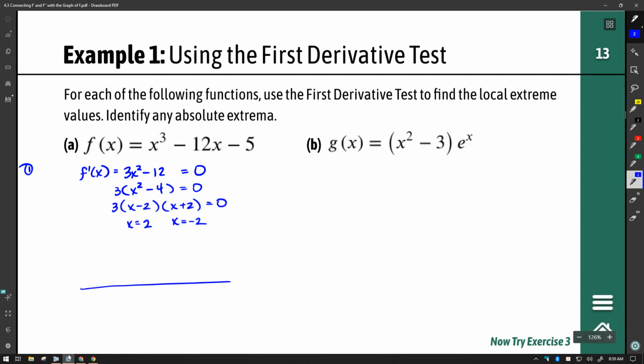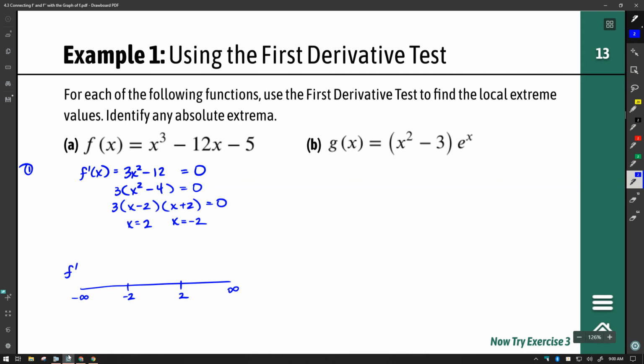So then we draw a number line. We're going to refer to this as a sign chart. This is your x value, or your x-axis. It moves from negative infinity to positive infinity. We're going to make tick marks and partition the x-axis at the critical values, so at negative 2 and at positive 2. Now we have 3 intervals on which to test the sign of f prime: negative infinity to negative 2, negative 2 to 2, and 2 to infinity.